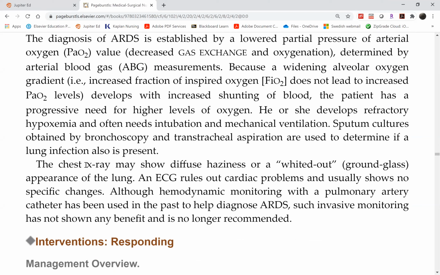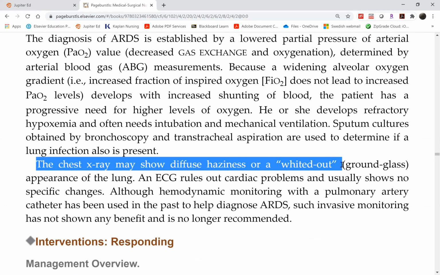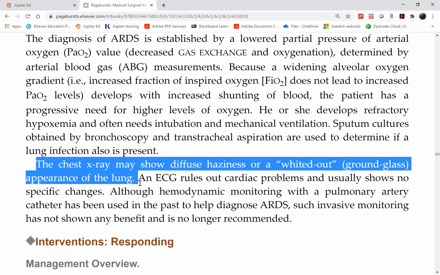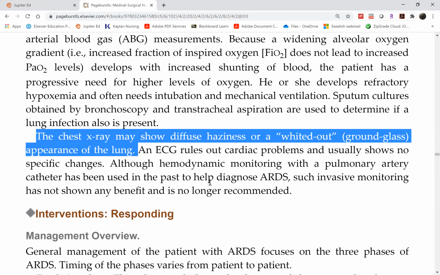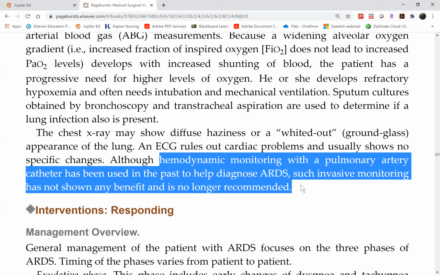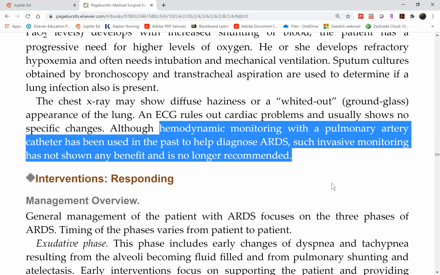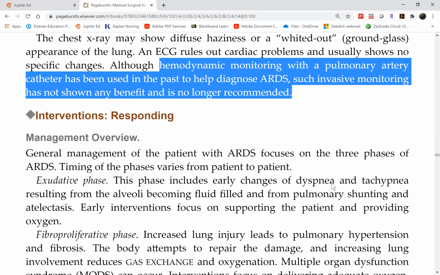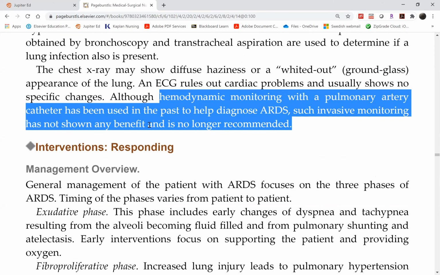We already talked about this. So the whiteout appearance or ground glass appearance. And again, there's the hemodynamic monitoring here to distinguish cardiac from non-cardiac associated pulmonary edema. When they say here, no longer recommended, they're referring to the Swan catheter, the Swan-Ganz catheter, the pulmonary artery catheter.